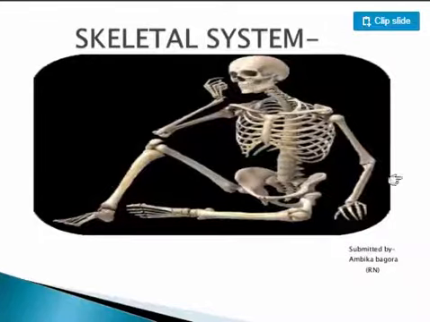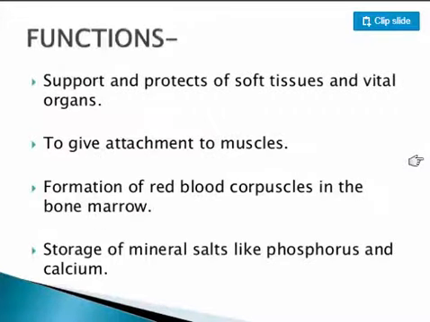The skeletal system is formed of the bones, the cartilages, and the connective tissue that connects them all together. As we said, the adult human body contains 206 bones. What are the functions of the bones? First of all, the first function is the protection.